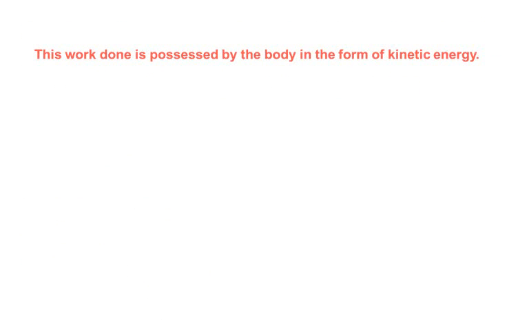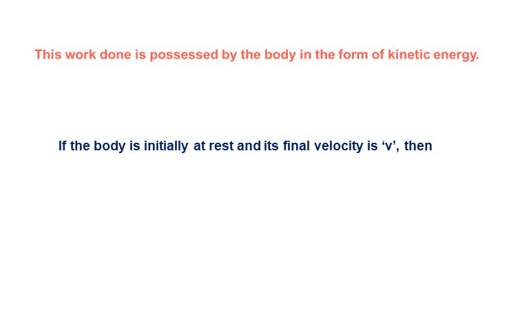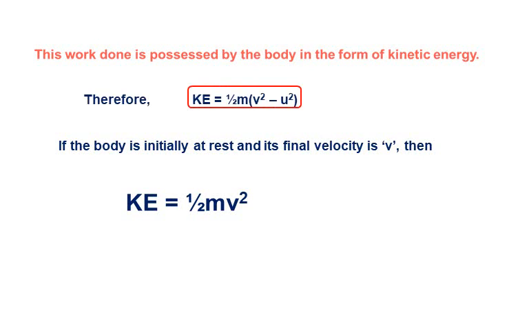So the work done is possessed by the body in the form of kinetic energy. And if initially the body was at rest and the final velocity is v, then the kinetic energy will be equal to half mv square.